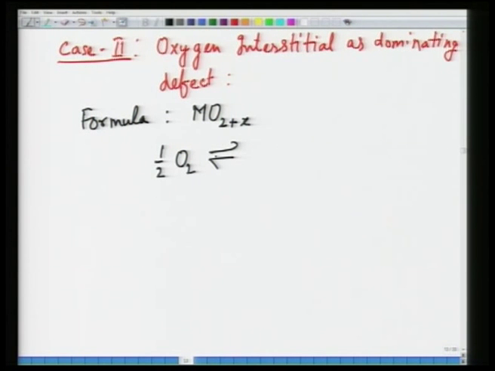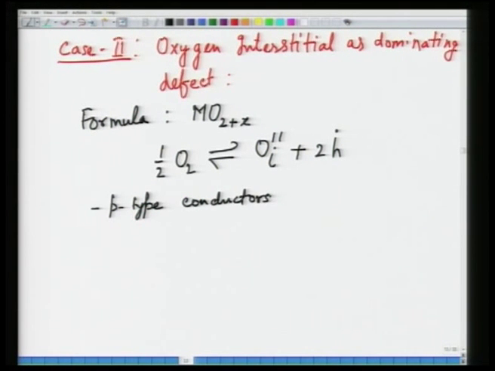Here the oxygen does not go to an oxygen site, rather it goes to an interstitial site. If it goes to an interstitial site, you do not need to create any kind of vacancy. If it goes to an interstitial site and is completely ionized, it will be O_i double dash plus formation of two holes. So, again this would give rise to p-type conductors. I am choosing whether it is MO or MO2 based on the cases in which each of these defects is observed. The choice of MO or MO2 for a particular case is entirely based upon the type of materials which show this behavior.